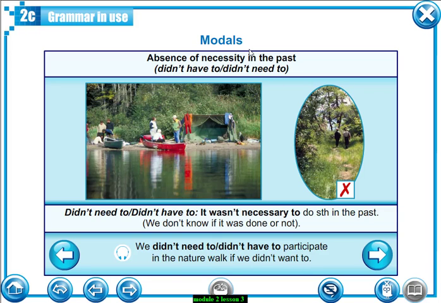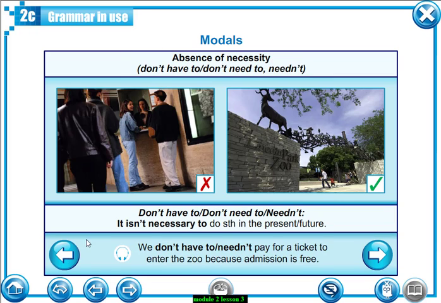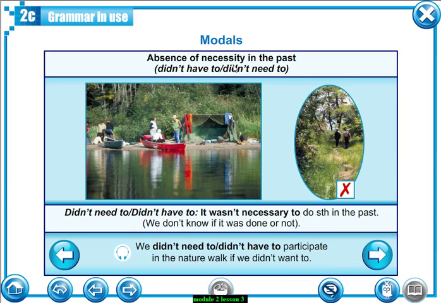As you see, we talked about modals to express absence of necessity in the past, not in the present or future. As we said before, if we're using absence of necessity for the future or the present, we use don't have to, don't need to or needn't. But if we want to use absence of necessity in the past, we use didn't have to or didn't need to. Please focus.